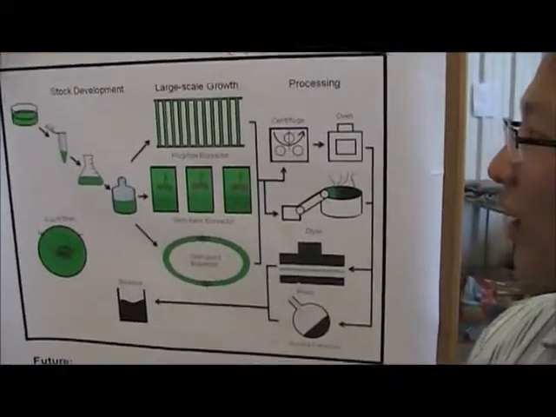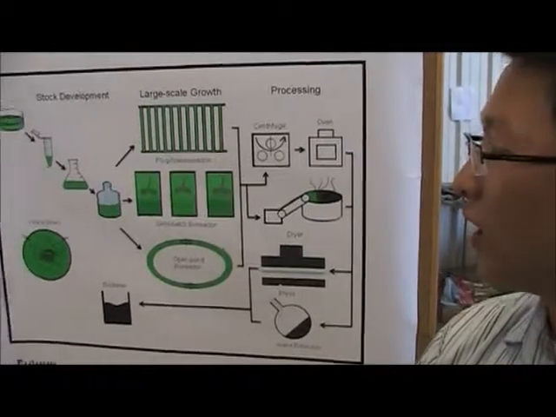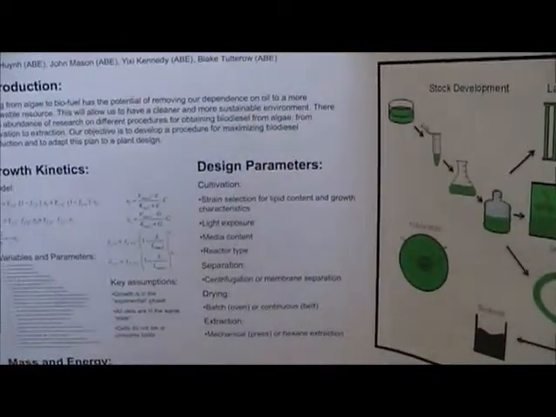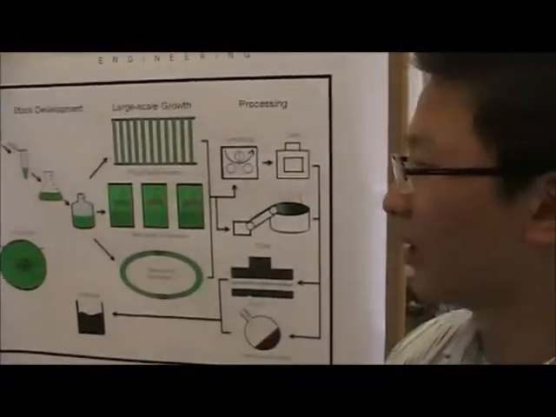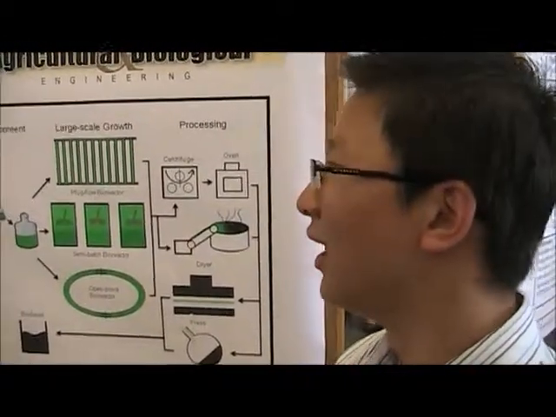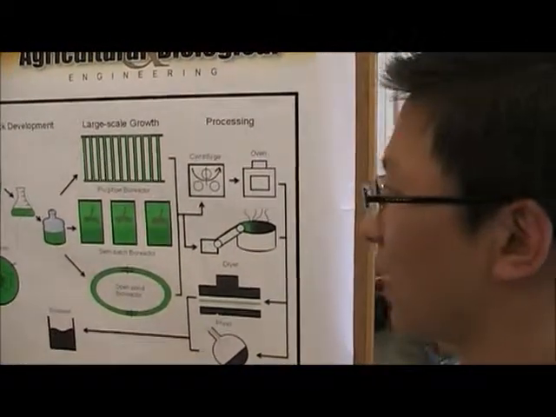Our project is to try to find the optimal way to produce biodiesel from algae. Basically, our parameters were to understand whether algae grown mixotrophically, heterotrophically, or phototrophically is best, with all these different parameters.